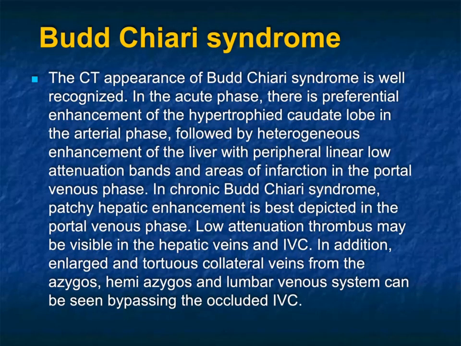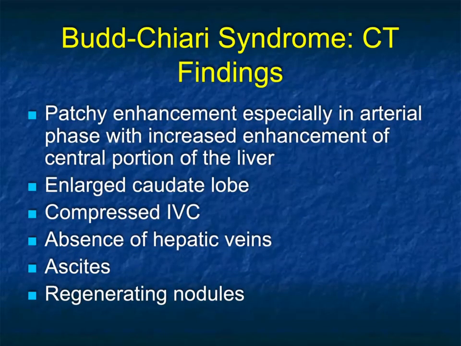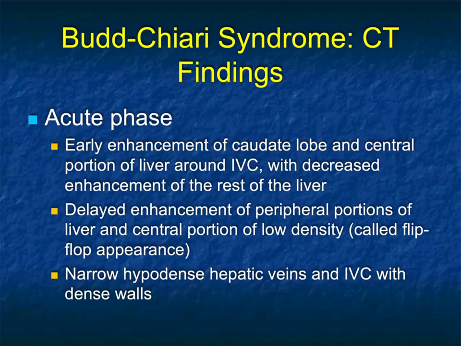In addition, the enlarged and tortuous collateral veins from the azygos, hemiazygos, and lumbar venous system can be seen bypassing the occluded IVC. So again, most of the time with Budd-Chiari syndrome, you're going to recognize Budd-Chiari syndrome and see a compressed IVC intrahepatic. In other cases, the IVC will be occluded, but that's going to be less common. And as I mentioned, acute Budd-Chiari and chronic Budd-Chiari.